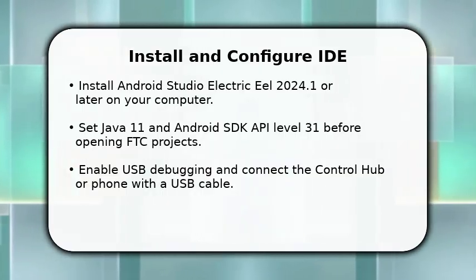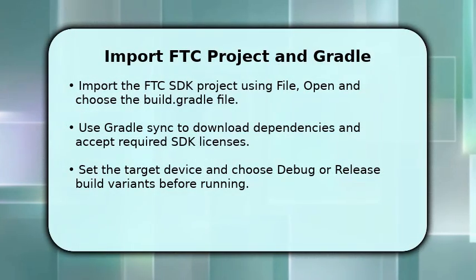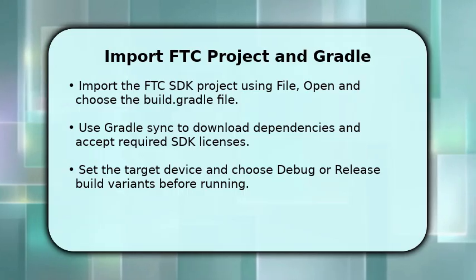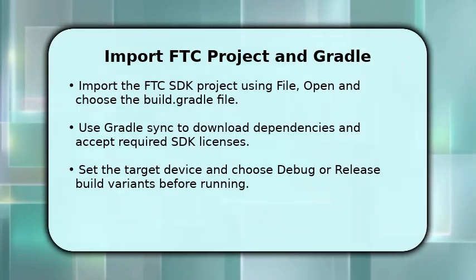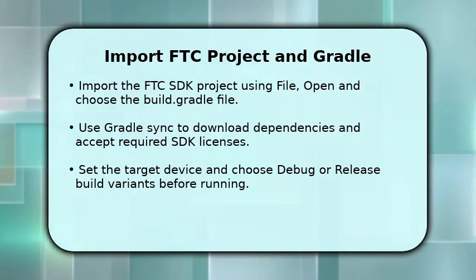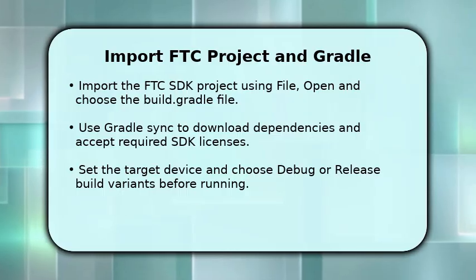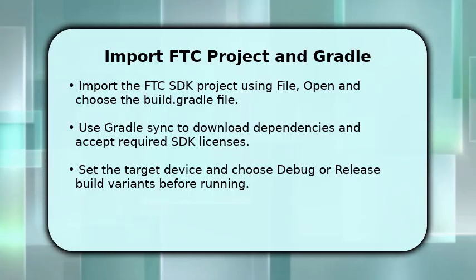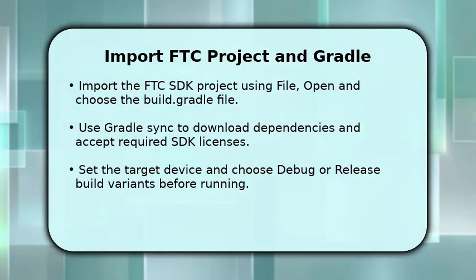Import the FTC SDK project using File, Open, and select the main build.gradle file. Allow Android Studio to perform a Gradle sync and download dependencies automatically. Accept any SDK licenses that appear during the sync process. Open Project Structure and confirm the Java 11 SDK and Gradle version compatibility.